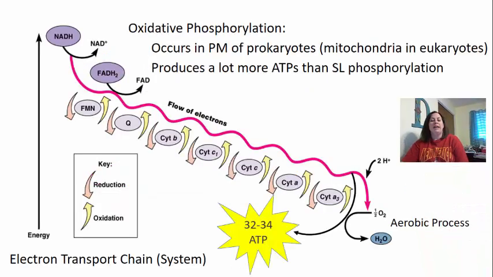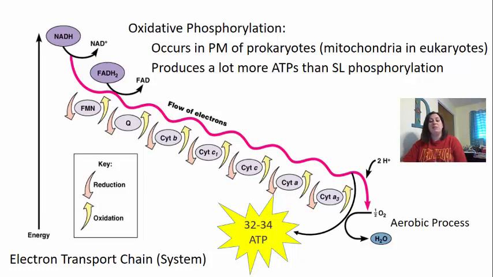So when we're looking at oxidative phosphorylation, this is going to occur in the plasma membrane of prokaryotes. Remember, prokaryotes don't have organelles, so they don't have mitochondria present. Because of that, this process still can take place, but it's going to take place in their plasma membrane. In eukaryotic cells, like in protista, fungi, and animals, this process takes place in the organelle, the mitochondria.